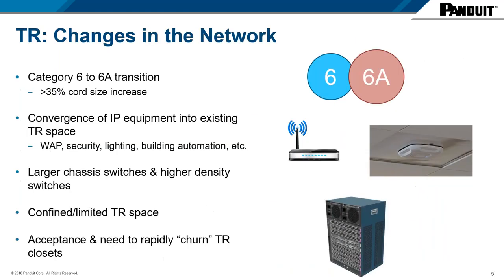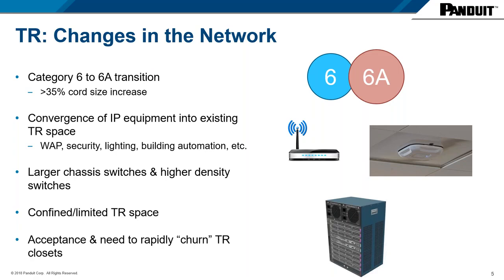So now that we have the basic needs down, I want to talk about some of the major changes occurring in the network and really what's driving the need for higher capacity products. Now, first off, there's a transition from Category 6 to Cat 6A cabling. And this will typically bring about a 35% increase in cord and cable volume for UTP networks.